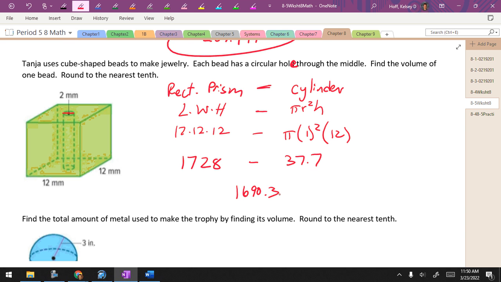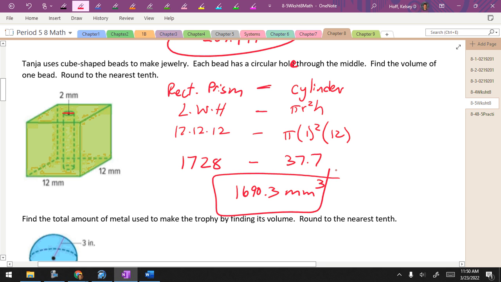What? It should be 0.3. You subtract them. Millimeters cubed. Retype your subtraction in there.